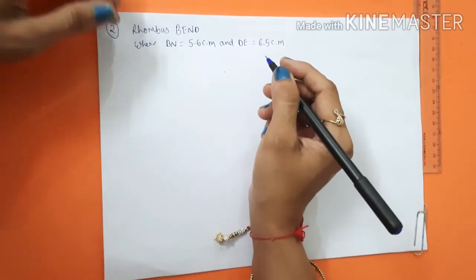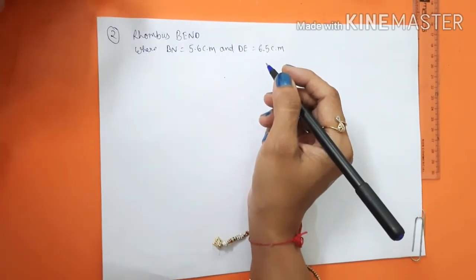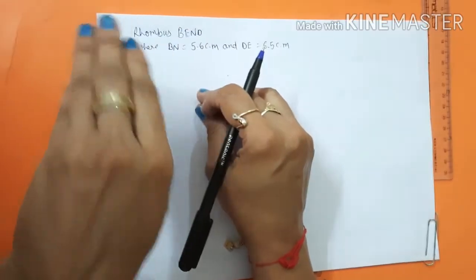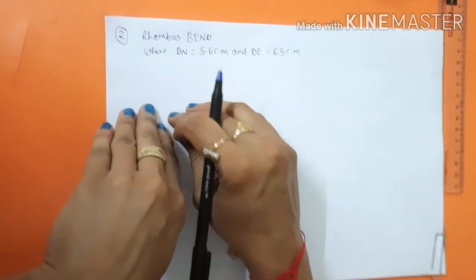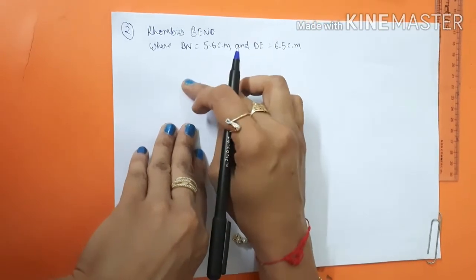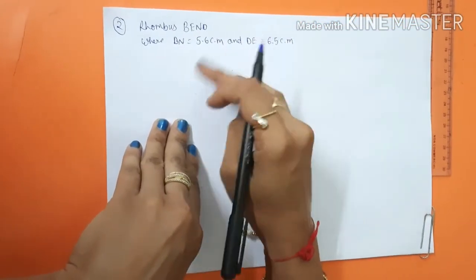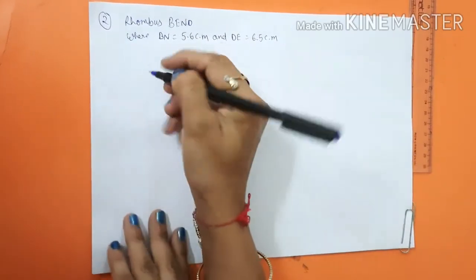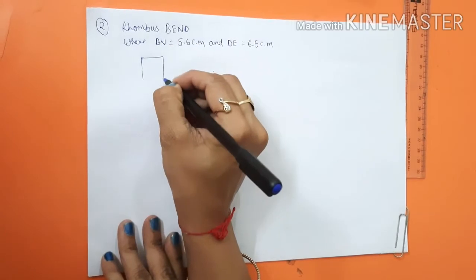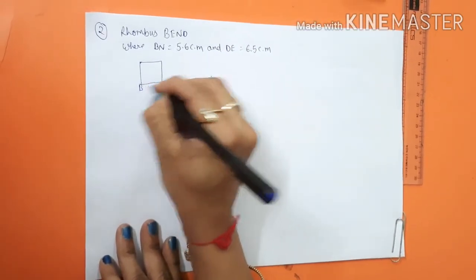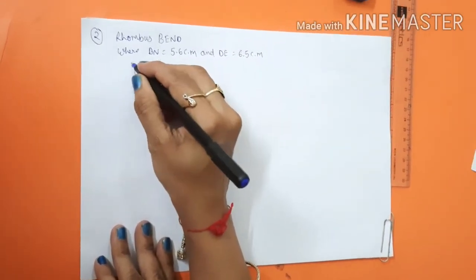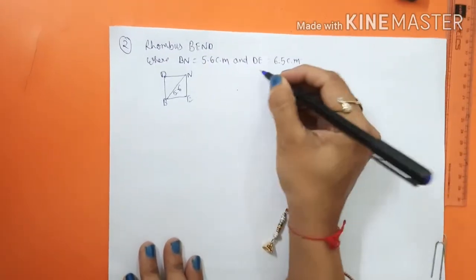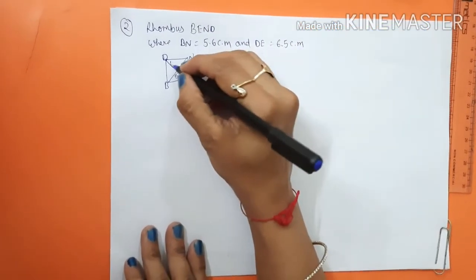In the previous class, we learnt how to construct a rhombus, and in this class also we will learn about rhombus. But in the previous class one side was given and one diagonal was given. But in this rhombus both the diagonals are given. So how can we construct this rhombus when both the diagonals are given? First we'll draw a rough sketch. Suppose this is a rhombus B, E, N and D. BN is given 5.6 and DE is 6.5.